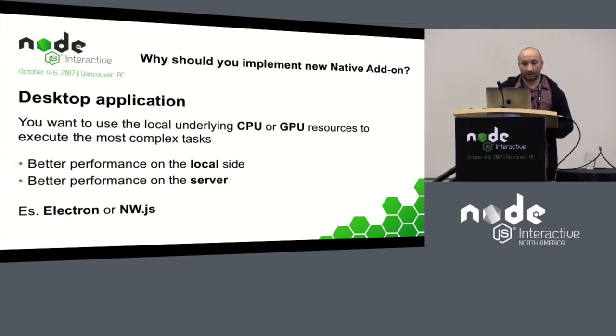Node is also used to create desktop applications, maybe using Electron or NW.js. In these cases, you can use all the underlying resources in terms of CPU and GPU to execute the most complex tasks. You will get two benefits, a better performance on the local side and a better performance on the server, because you will call the server only for data synchronization.